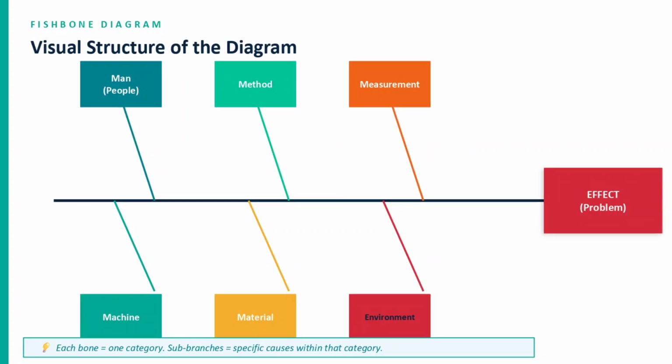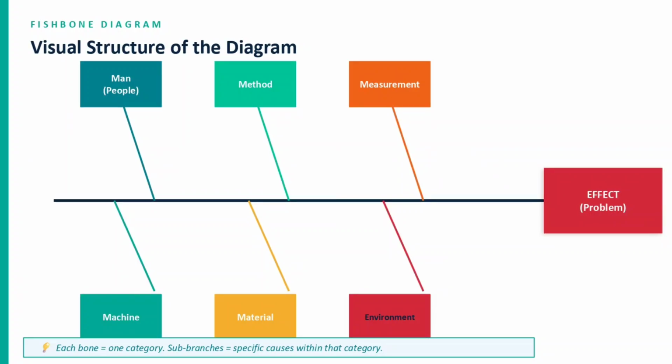From the left, there is a main horizontal line, the spine of the fish. Coming off the top of that spine, 3 diagonal bones going up. Each bone represents one category of cause. In our example, those are man, method, and measurement. Coming off the bottom of the spine, 3 bones going down. Machine, material, and environment. Each of those main bones has smaller subbranches coming off them. Those smaller branches are the specific possible causes within each category. For example, from the man bone, you might have subbranches like training not completed, SOP not signed off, or analyst distracted.